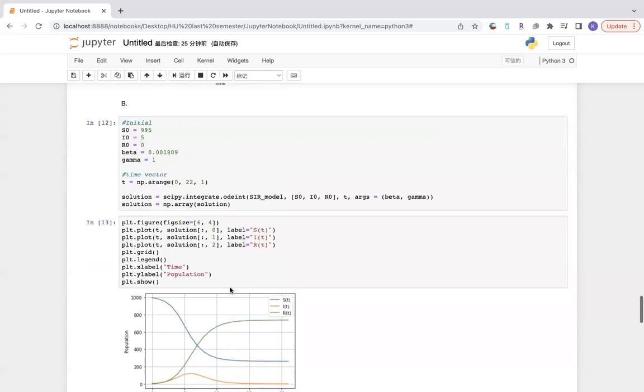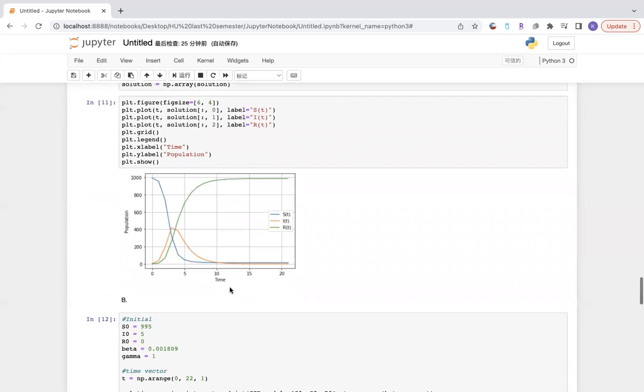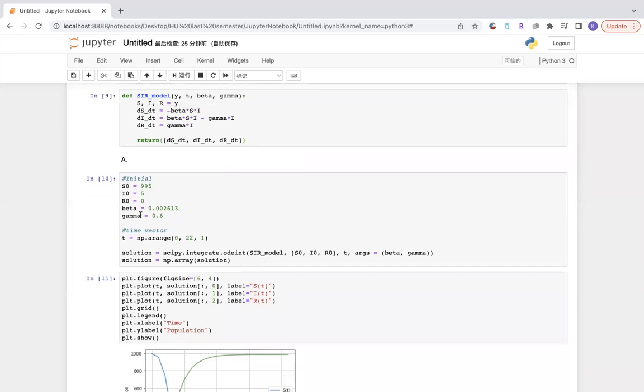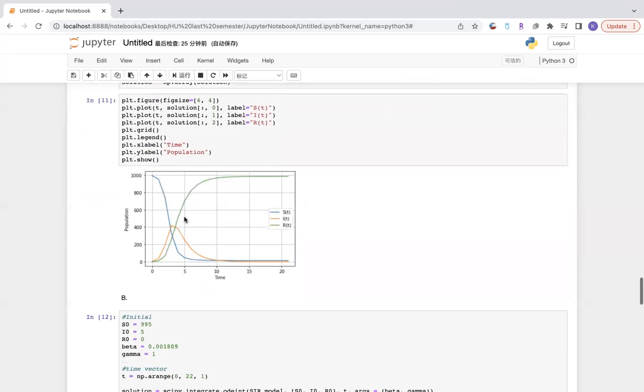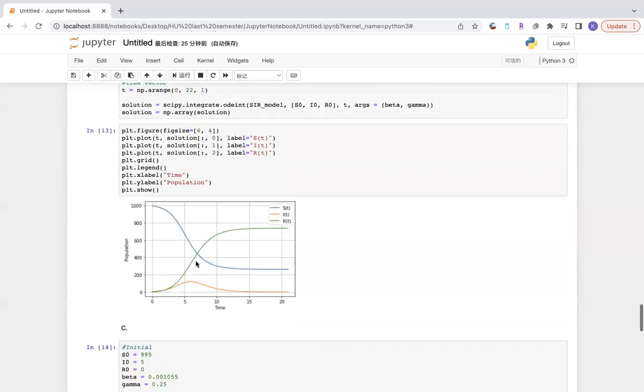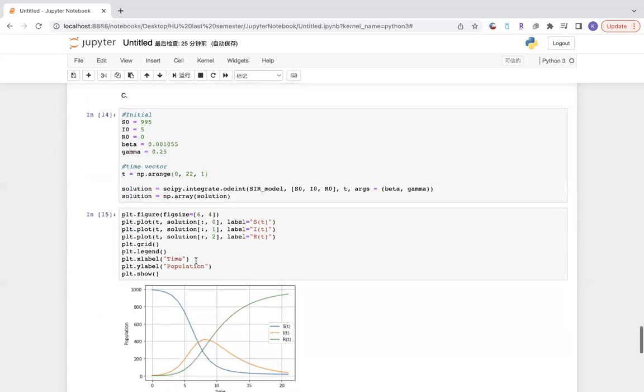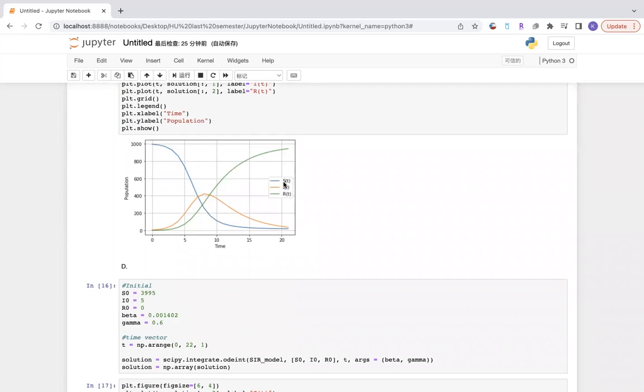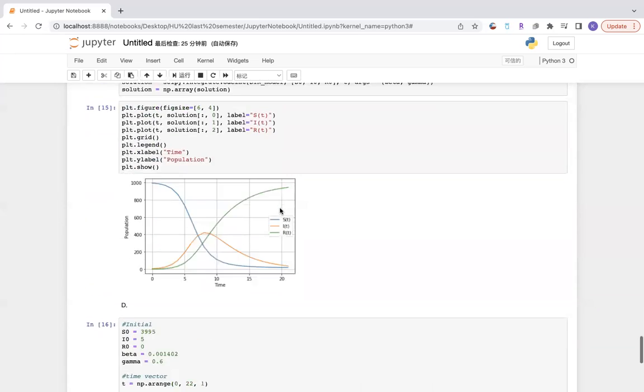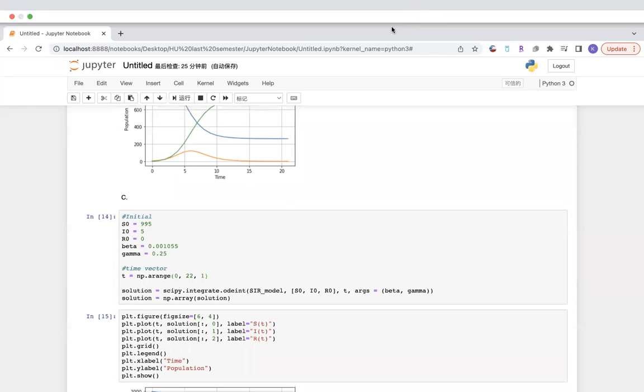Each graph has different beta and gamma values, so the graph will look slightly different for the S value, I value, and R value. So this is my work for the first week.